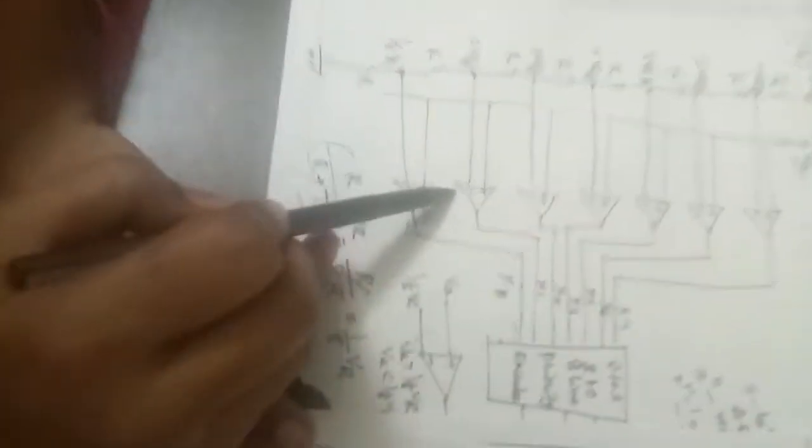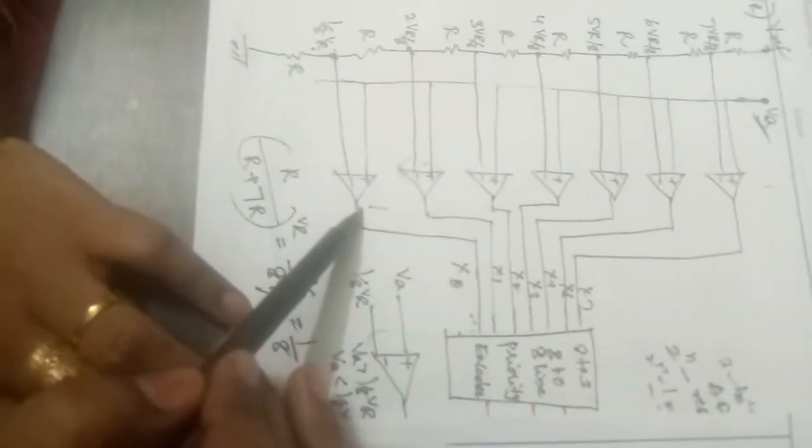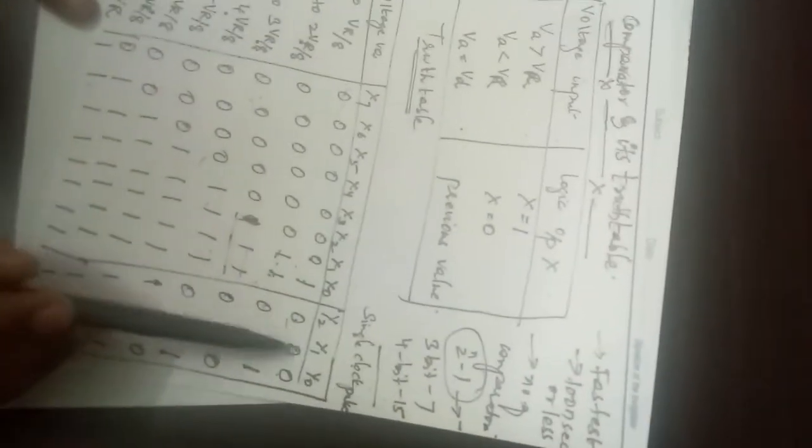If it is between 1 by 8 and 2 by 8 VR, then the output of this comparator will be 1 as well. So you see, if our input voltage is between 1 by 8 VR and 2 by 8 VR, then the outputs of these two comparators will be high. Like this, if the voltage is between 2 by 8 VR and 3 by 8 VR, then the outputs of these three comparators will be high.